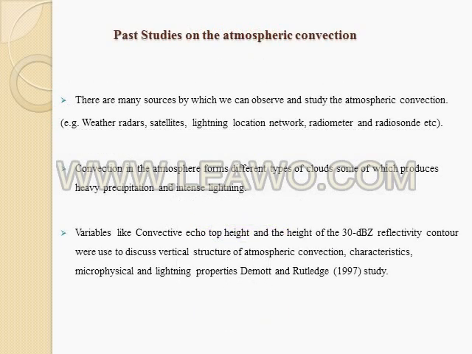Next, we have the past studies on atmospheric convection. There are many studies, but we have selected some of them. Convection in the atmosphere forms different types of clouds, some of which produce heavy precipitation and intense lightning. Variables like convective cutoff height and the height of the 30 dBZ reflectivity contour were used to discuss the vertical structure of atmospheric convection and the characteristics of microphysical and lightning properties, and that is well discussed in the DeMott and Rijal study.